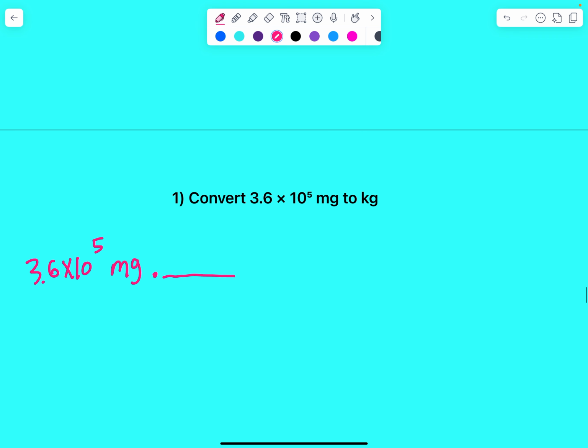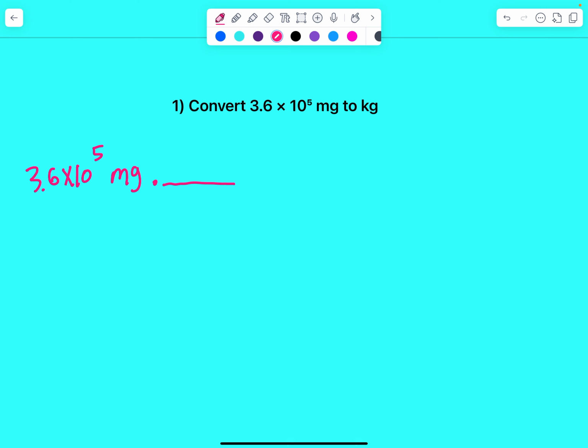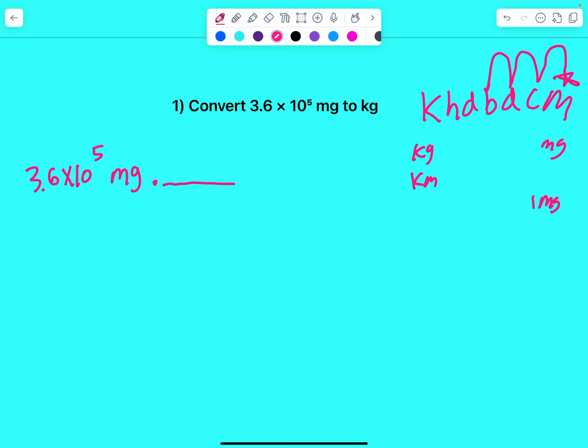To get to kilograms, I need to cancel out milligrams as a unit according to my rules. So if I try the King Henry died by drinking chocolate milk, I'm at milligrams and I want to get to kilograms. This also represents kilometers. So 1 milligram equals how many kilograms? 1, 2, 3, 4, 5, 6. But I'm heading to the left, not to the right, so it would be a negative exponent. So it'd be 10 to the negative 6 kilograms, right? So I'm going to say 1 milligram is going to be 10 to the negative 6 kilograms.